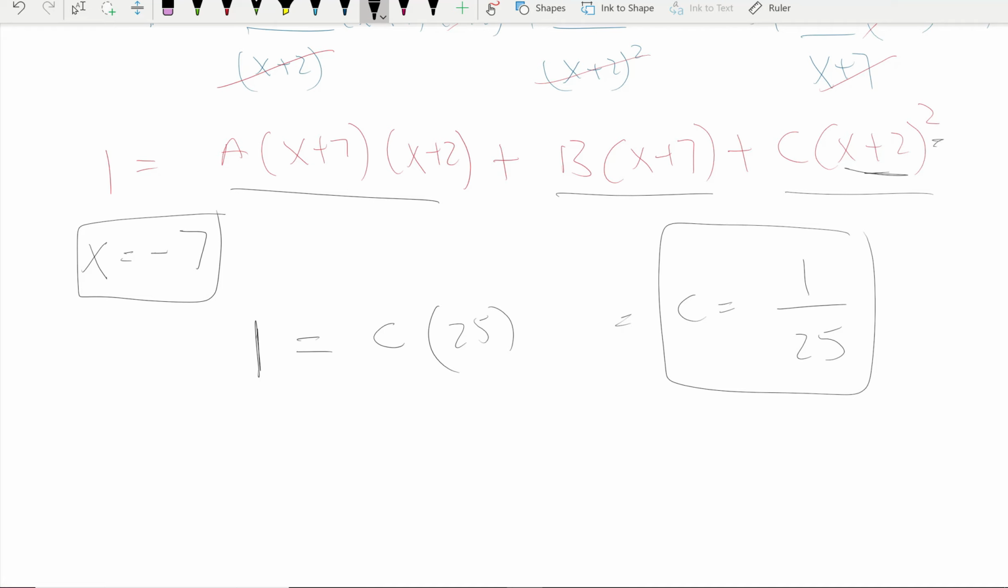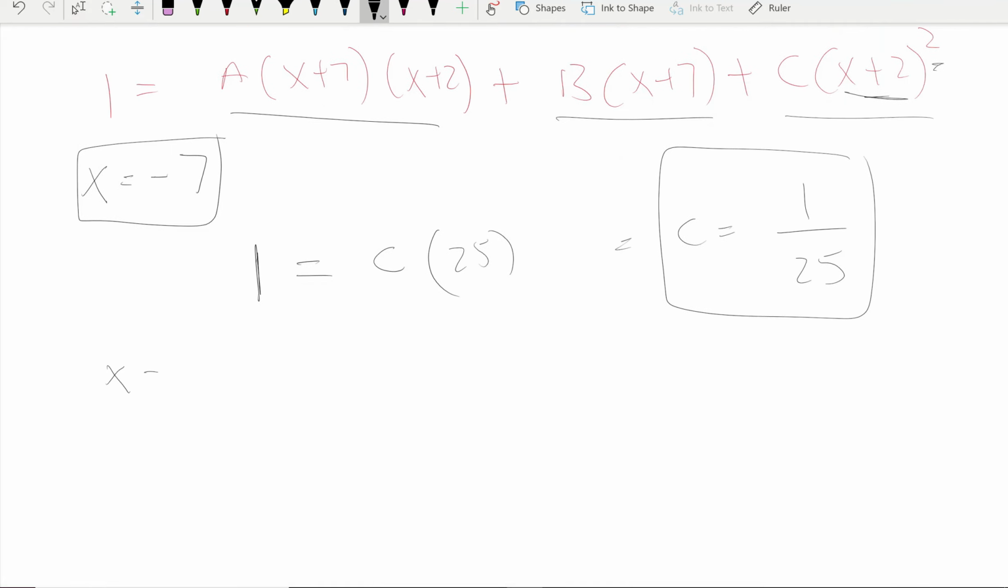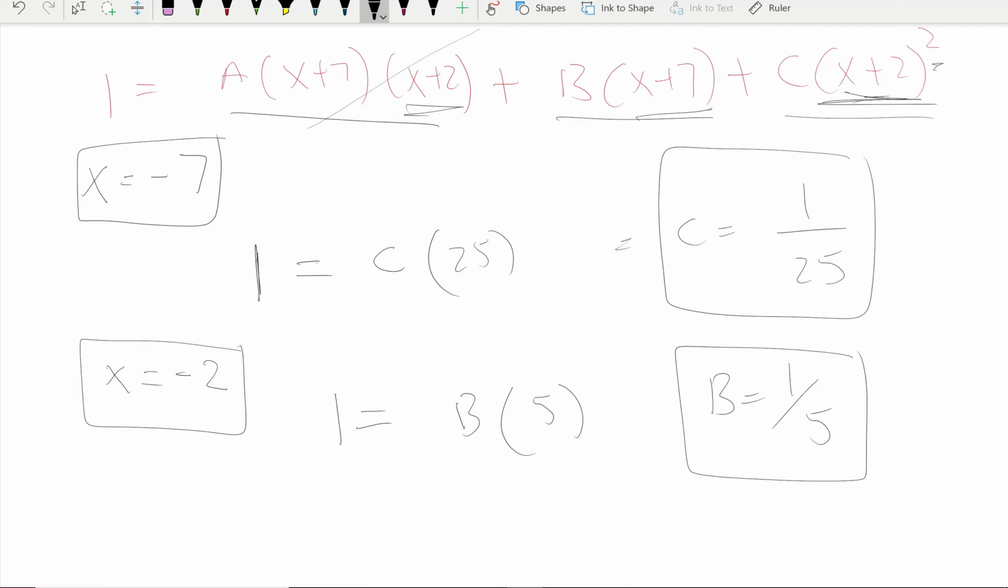Alright. Now, what is the other magic number? Well, you can use negative 2, not t, negative 2. So if you use negative 2, left hand side will be 1. Here this will be 0, right? Negative 2 plus 2 is 0. So b times negative 2 plus 7 is what? 5. Plus this term will also cancel out, right? Negative 2 plus 2 is 0. So 0 square is 0. So that's gone. So b is 1 over 5. So that was also normal.